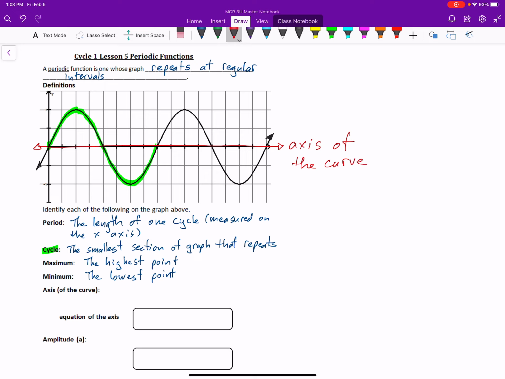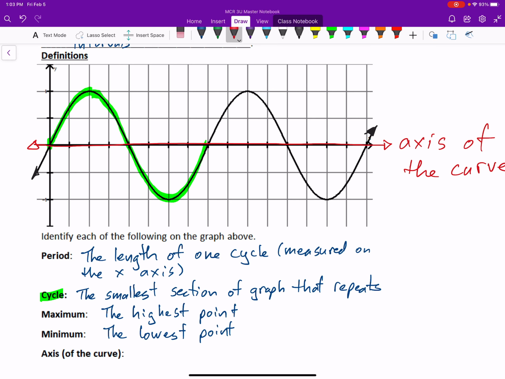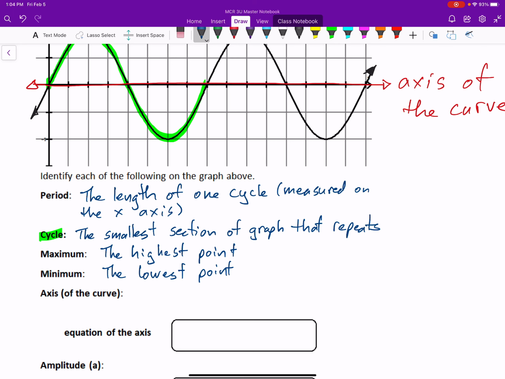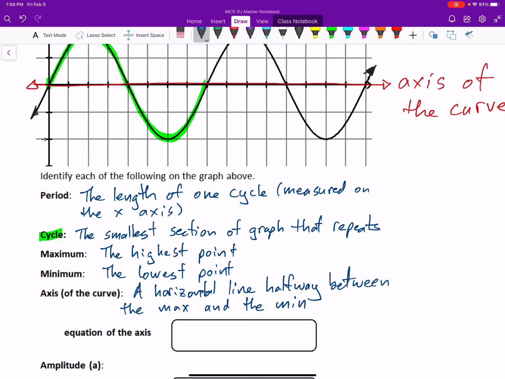Because if I was to fold this graph in half along the axis of the curve, the two halves still wouldn't match up. It's not symmetrical, but it's in the middle and it's horizontal. So the axis of the curve is always a horizontal line halfway between the max and the min. Max is short for maximum and min is short for minimum.